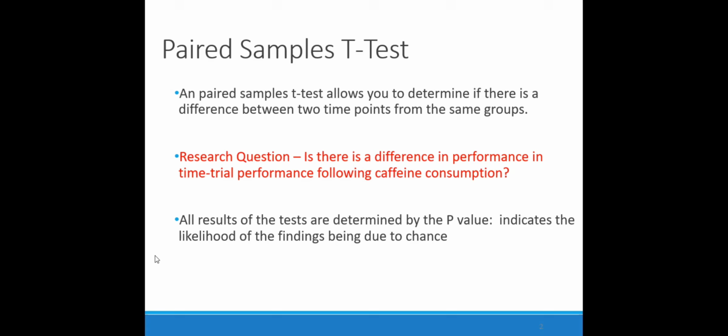And just like the independent samples t-test, the results of the paired samples t-test are determined by the p-value. So our p-value, to determine if our test is different, would be less than 0.05, and this is listed as our alpha value.